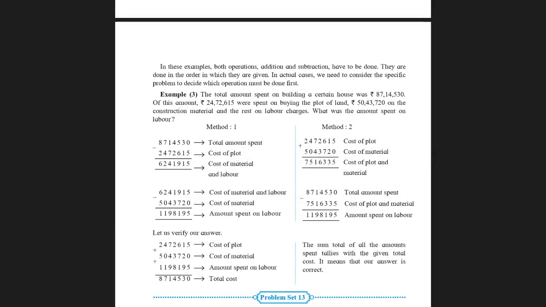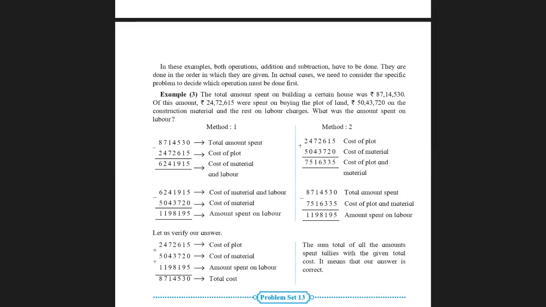Now, the question is very clear. The total amount that was spent on building a certain house was the first amount, 87,14,530. Now this amount has been split up into three different things. First is on buying the plot of land. Second is for the construction material. And third is for the labor charges. All these three put together give you the amount spent on building the house.